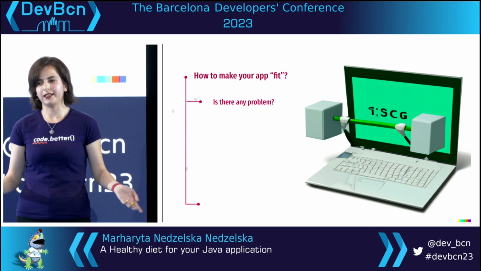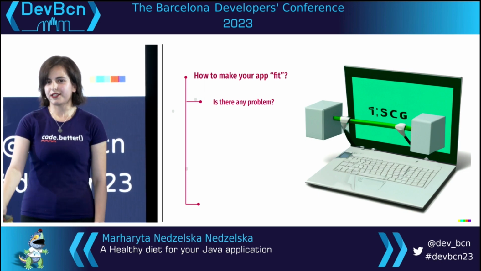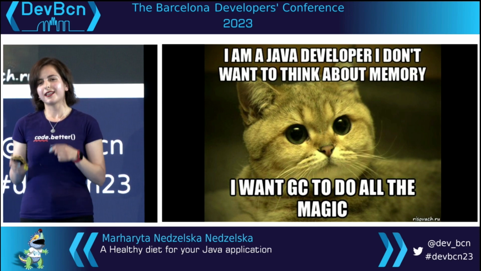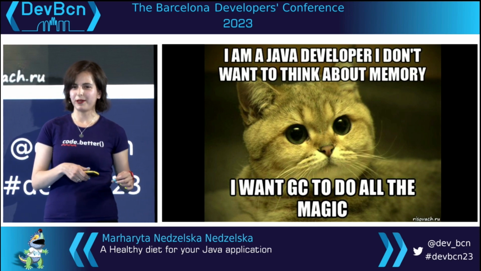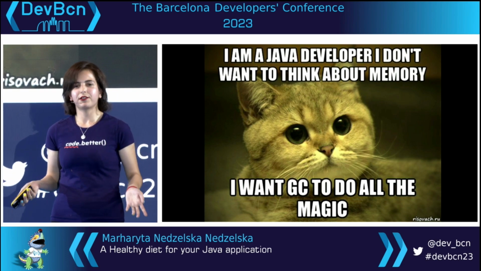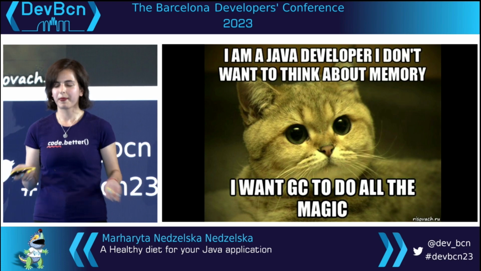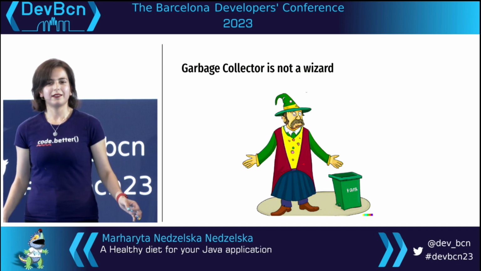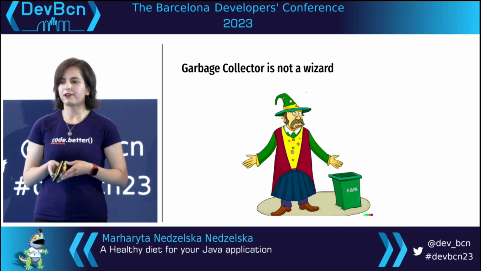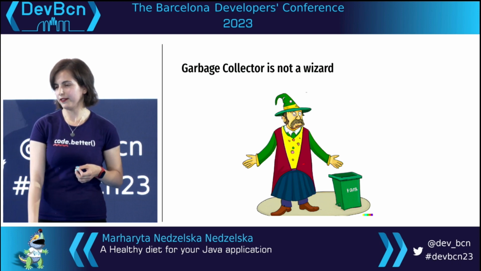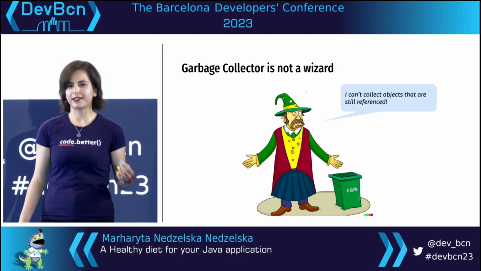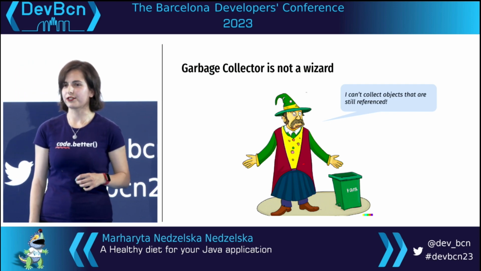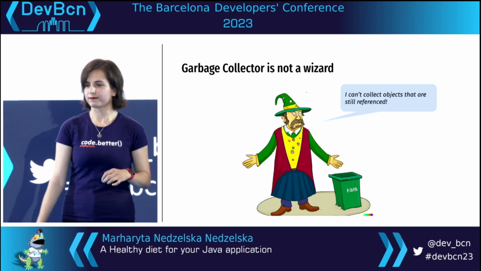But how should I know, is there any problem or no? I have doubts, I don't understand. And as a Java developer, I don't want to actually think about memory, because that was exactly the reason why I stopped using C++ and switched to Java, because we have garbage collection. Why should I care? The problem is, garbage collector is not a wizard. He's a cool guy that can help you. However, he cannot collect the trash or objects that are still referenced. And this is our job, to make sure that we don't reference the things that we don't use.